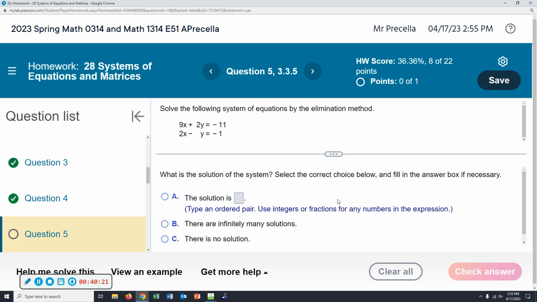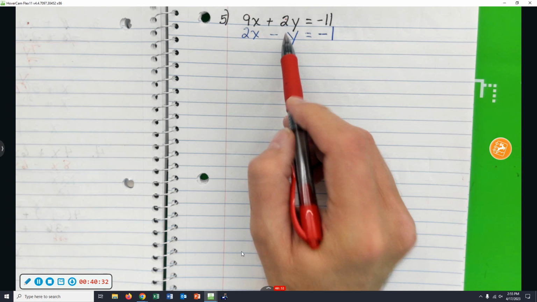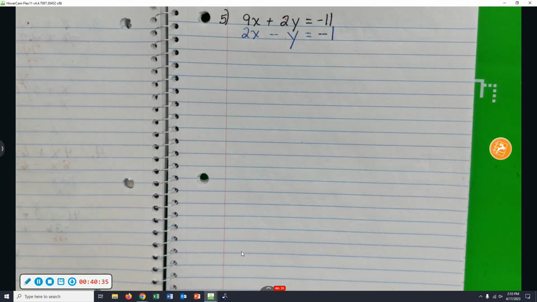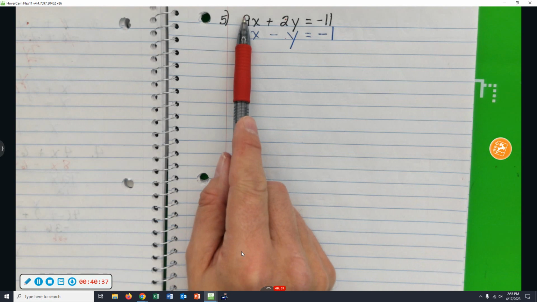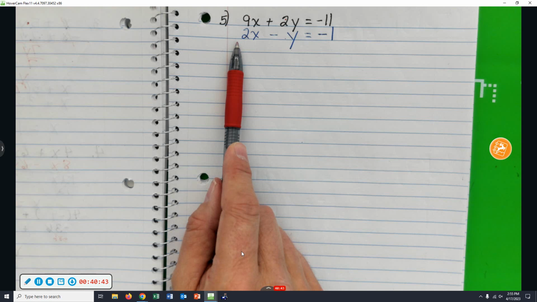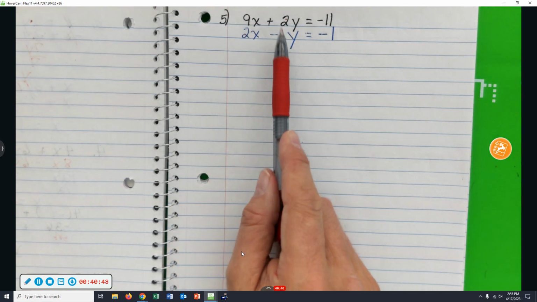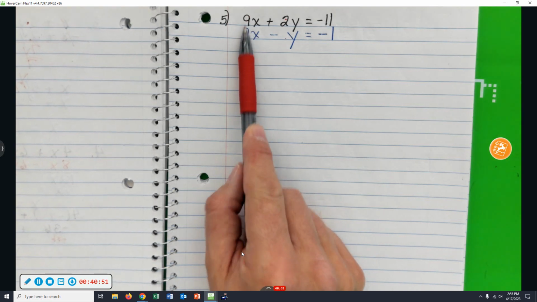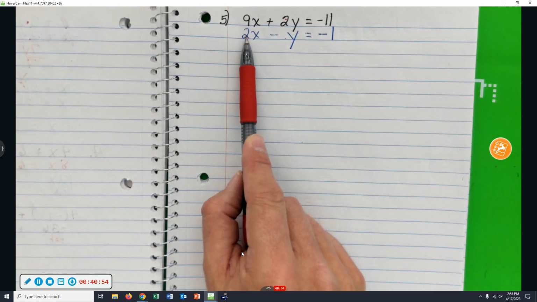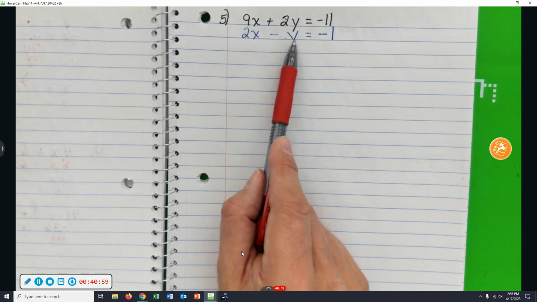We need the same number, but with opposite signs on the x's or on the y's. What could we multiply either one or both of these equations by in order to get both of these numbers the same number but with opposite signs? That's what we need. Same numbers but with opposite signs. Okay, so like we can make one of these 18 and one of them negative 18. Or what about over here? What could I multiply this y by?